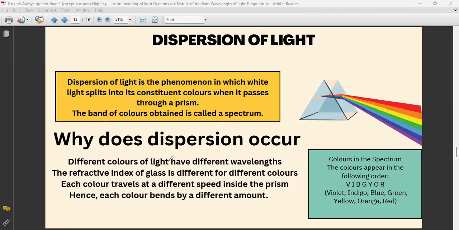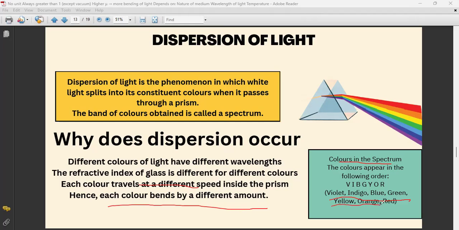So why does this happen? Because we have to keep in mind that light changes its direction when it is traveling into a different medium, and every color has its own wavelength, plus its own refractive index. So each color travels at a different speed inside the prism, hence each color bends by a different amount. The colors seen in the spectrum are violet, indigo, blue, green, yellow, orange, red.